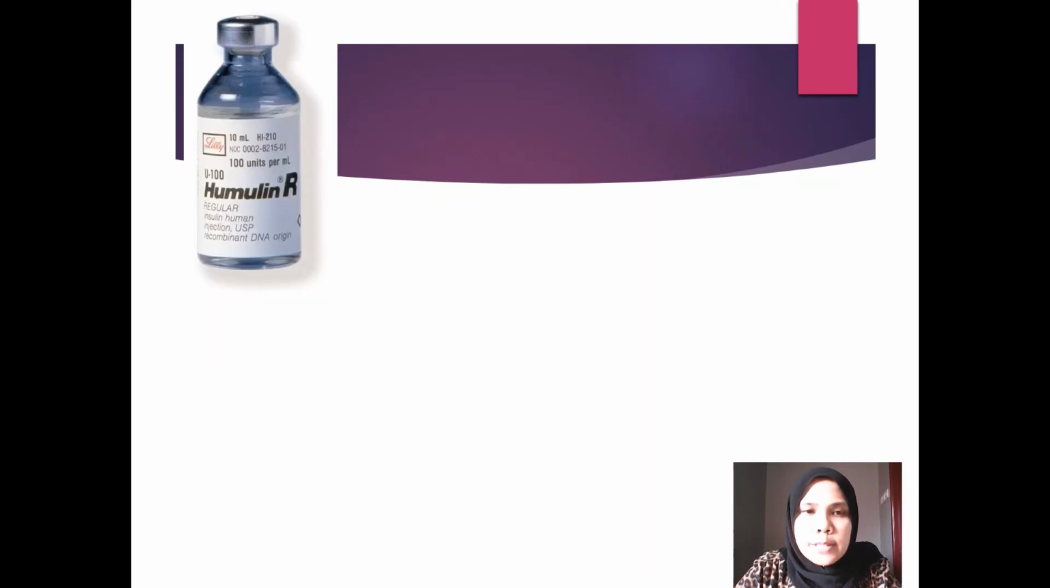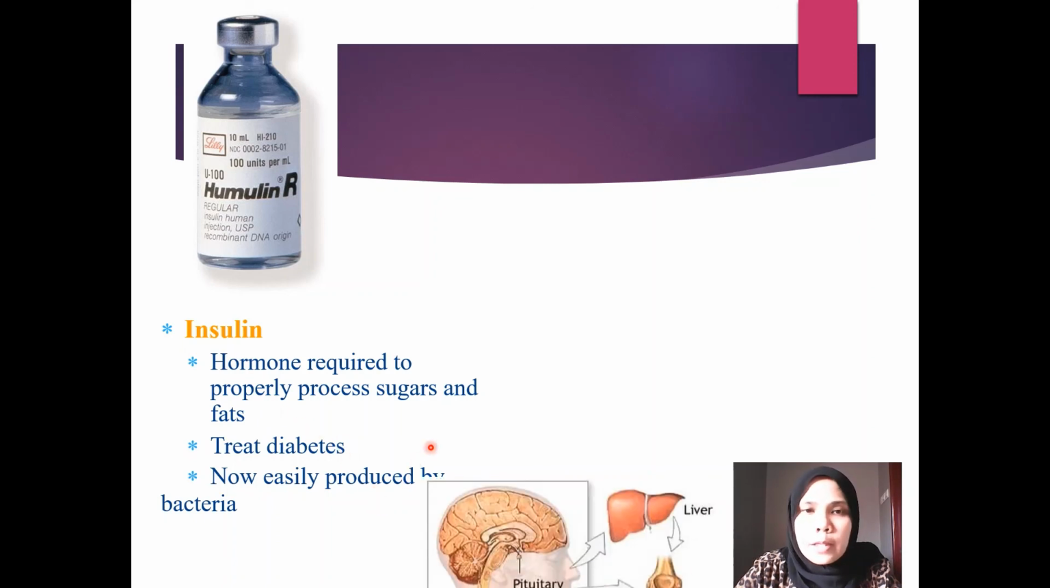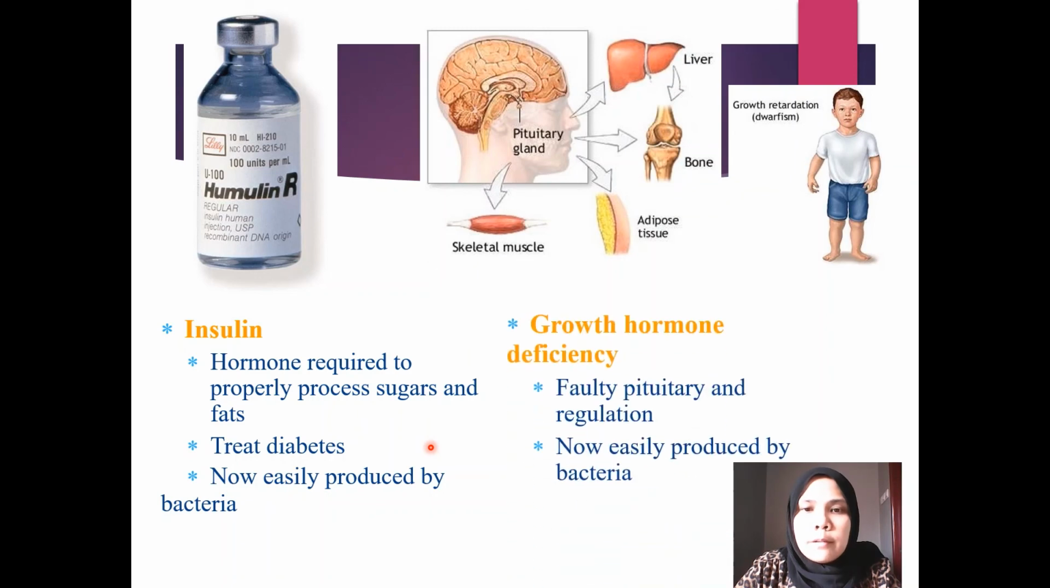Okay, so in medicine, among others, we have insulin, which is a hormone required to properly process sugars and fats to treat diabetes, and now it can be easily produced by bacteria. So for those diabetic patients that cannot produce insulin by themselves, they can now have insulin injected into their body, produced by bacteria. And for people with growth hormone deficiency, there is also a hormone that is now easily produced by bacteria.